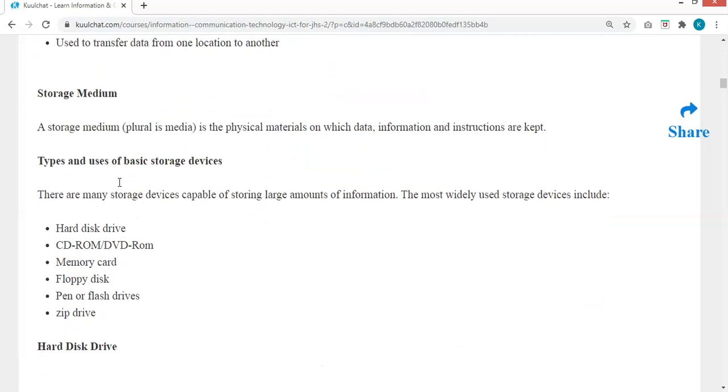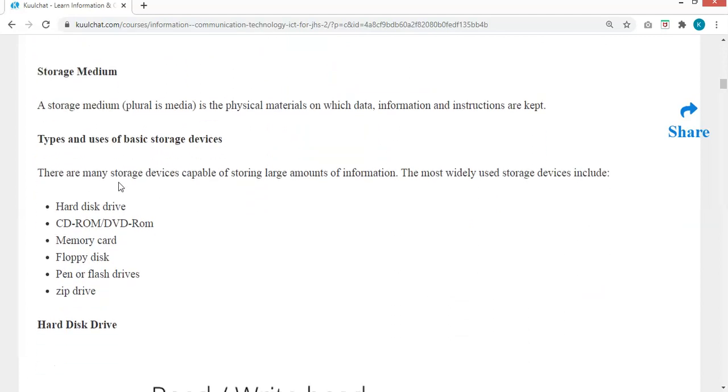Okay. Then the storage medium. What is a storage medium? A medium, the singular one is medium and the plural is media, is the physical materials on which data, information, and instructions are kept. So the physical material where we keep the data is what we call the storage medium.